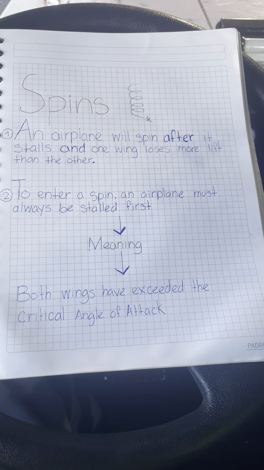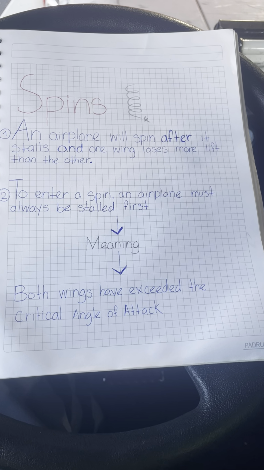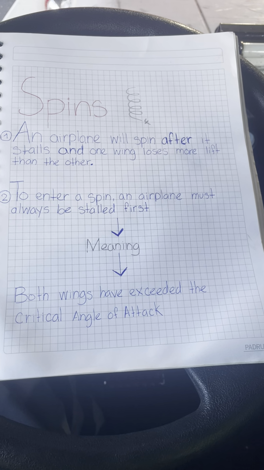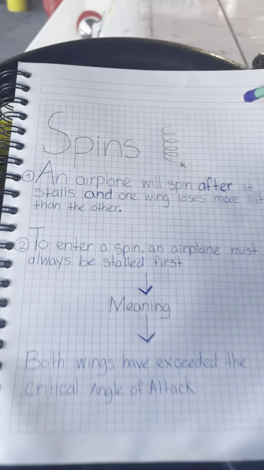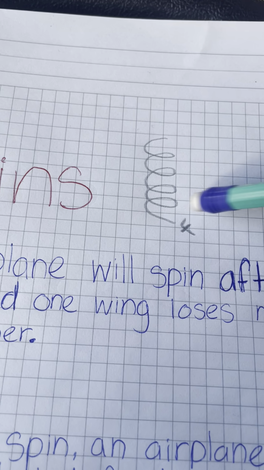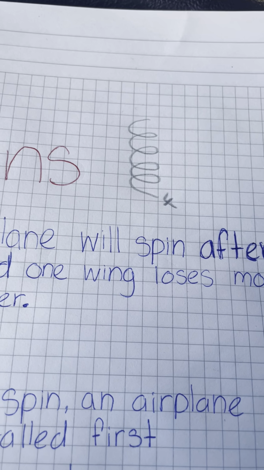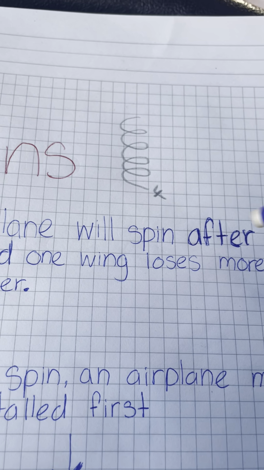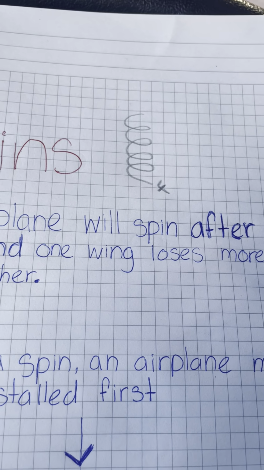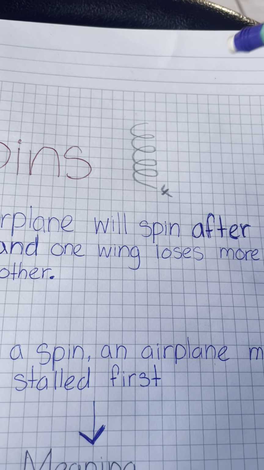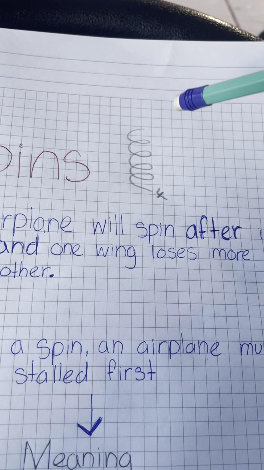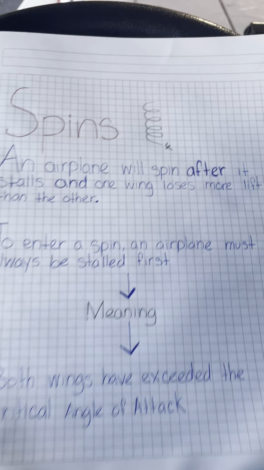In aviation, a spin is a type of stall in which the plane starts descending in a corkscrew path, just like in this illustration. So it seems like the plane is spinning around until it hits the ground, unless you do something about it. But this is pretty much the illustration of how a spin looks in an aircraft.